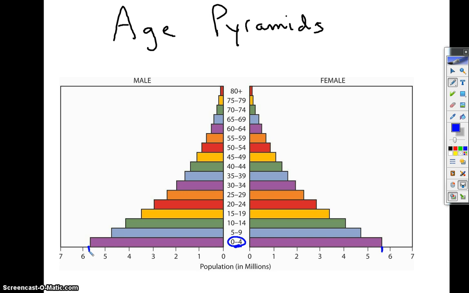In many cases, females have a longer life expectancy. So as we get into the older categories, we may see the females making up a larger percentage. But you just need to understand that it's broken up on the y-axis down the middle by age group, and on the x-axis by the percentage of the population that that cohort is representing.